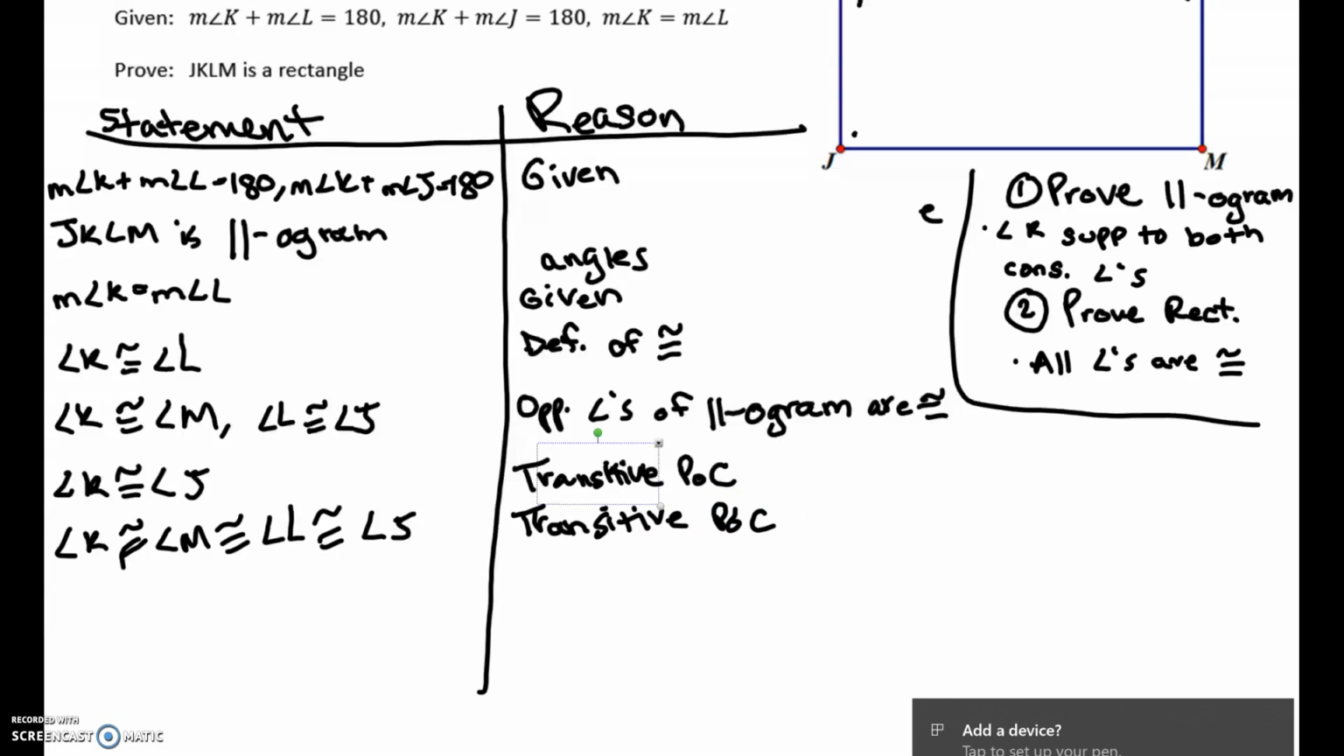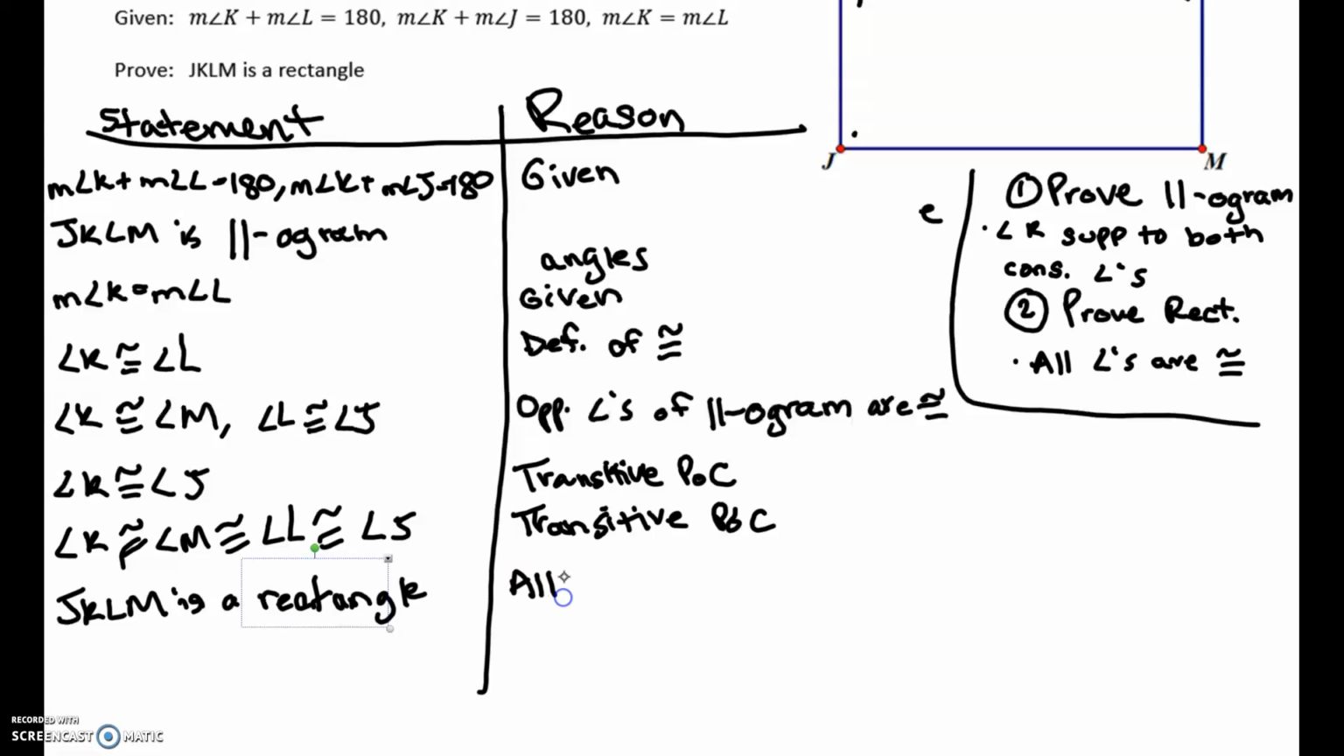Well, that just shows that all of my angles are congruent. Therefore, JKLM is a rectangle. Oh, please write. I'm sorry, guys. I promise this is the computer. Rectangle. That is awful because all 4 angles are congruent, which, by the way, is also our definition of a rectangle.